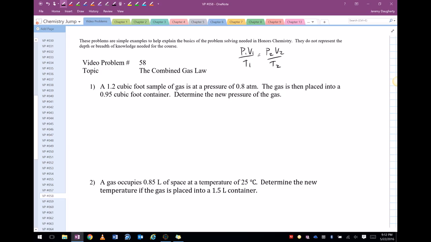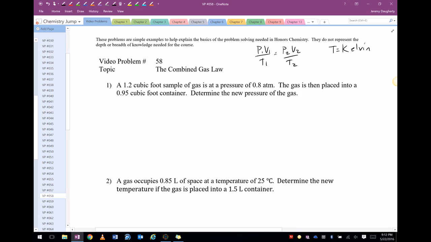The only thing you have to really know is temperature has to be in Kelvin. Everything else can be in whatever unit it is, so long as it's the same unit on both sides, and you'll see that in this first problem. A 1.2 cubic foot sample of gas. So what is that? That is actually a volume. So volume is equal to 1.2 cubic foot.